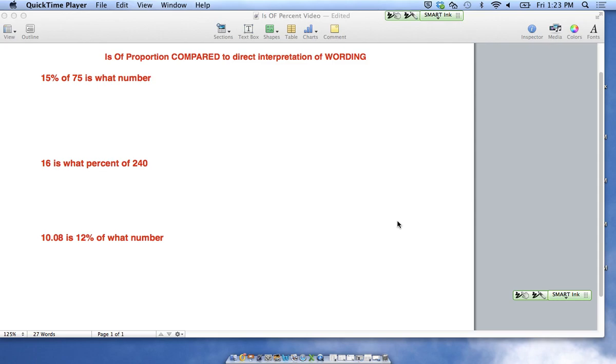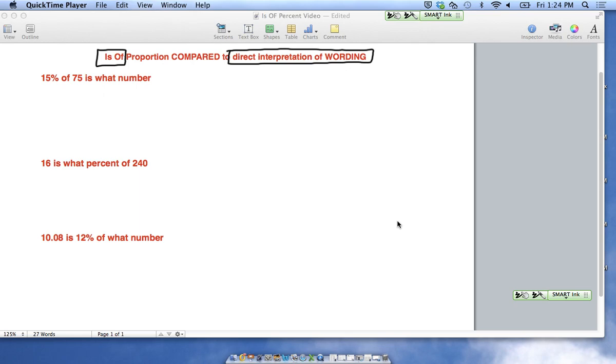You have two options for solving the basic percent problem. One method uses the is-of proportion method, and the other method I'm just going to call direct interpretation of the wording. The direct interpretation of the wording is what was modeled in class today. I'll go through what we did in class first, then compare that to is-of, and you can choose the method that works best for you all of the time.